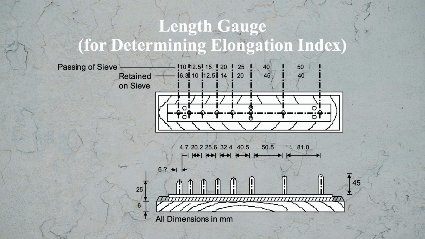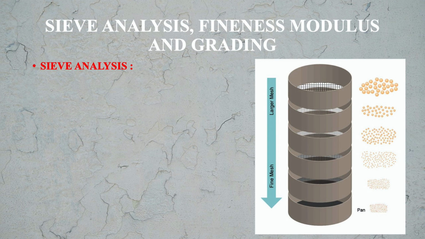So here different apertures are there in this length gauge, and we try to pass the individual particles through a corresponding aperture, and then after collecting them, the weight of that sample is taken to calculate the elongation index. Now let us move to sieve analysis, fineness modulus and grading. Here we will be doing the sieve analysis, and based on the sieve analysis result we will be doing the grading of the aggregate.